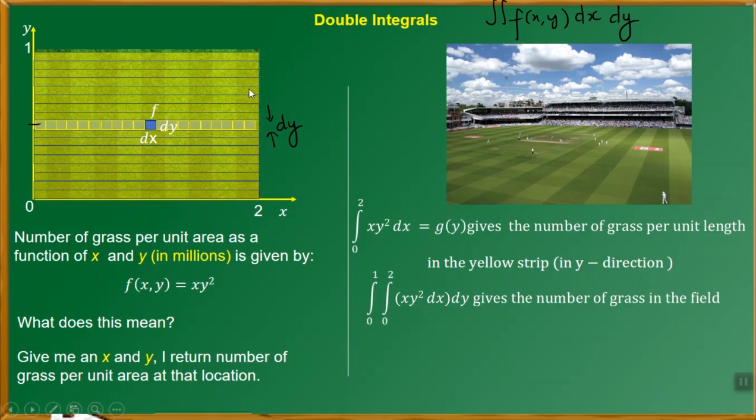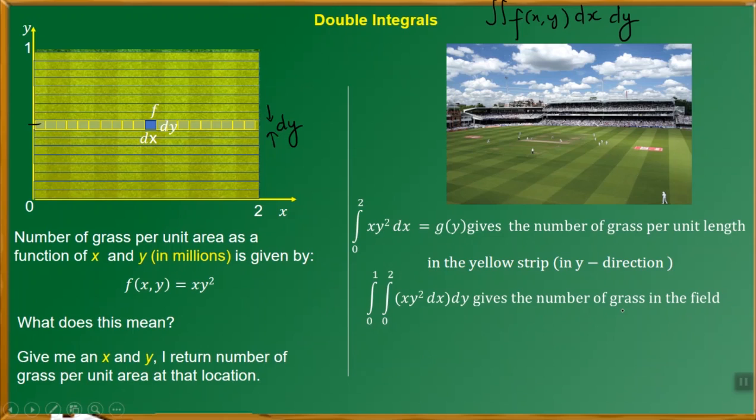I'm going to get the complete area. So after integrating from 0 to 2 x y square dx, which gave us the amount of grass in this strip, we are going to integrate that strip over the entire y. So we're going to integrate that from 0 to 1. So this will give me the total number of grass in the field.